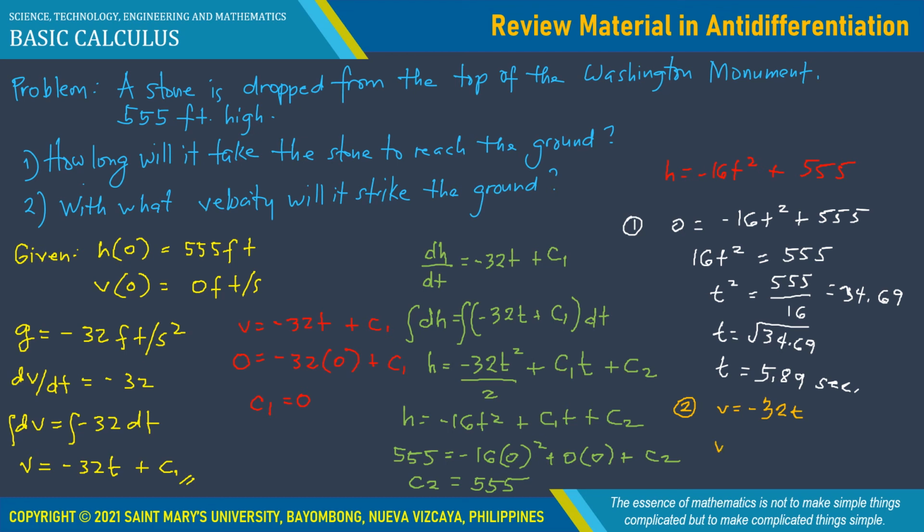So substitution lang, V equals negative 32 times the time. Ayan ang time natin. Siyempre, ang time na gagamitin natin yung 5.89, kasi yung time na yon, yun yung time kung saan the stone will reach the ground or it will strike the ground. So, times 5.89 seconds.